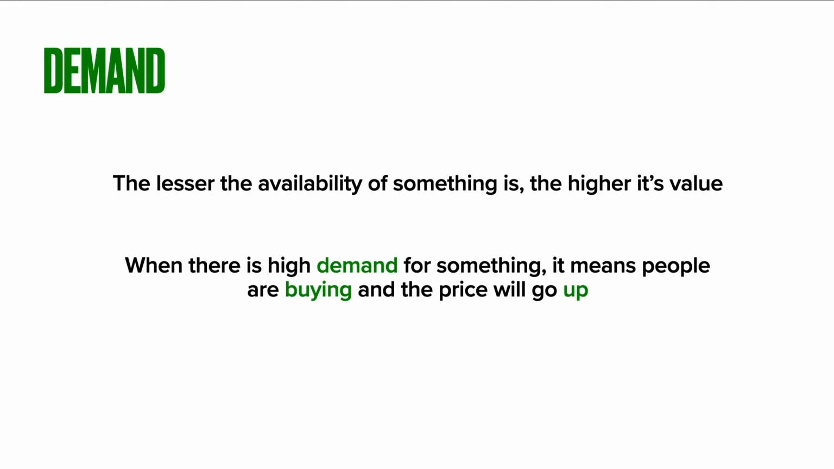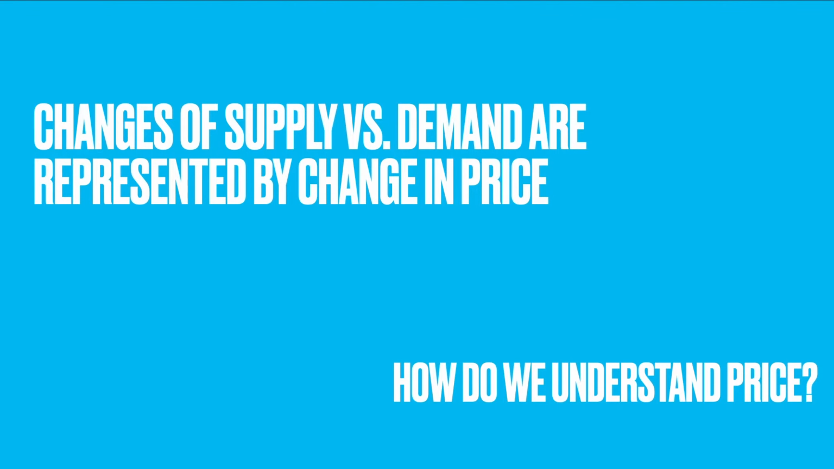Next, demand is the lesser the availability of something is, the higher its value. So when there's high demand for something, it means people are buying and the price will go up. The less there is of something, the higher it goes, right? Moving on. Changes of supply versus demand are represented by a change in price.